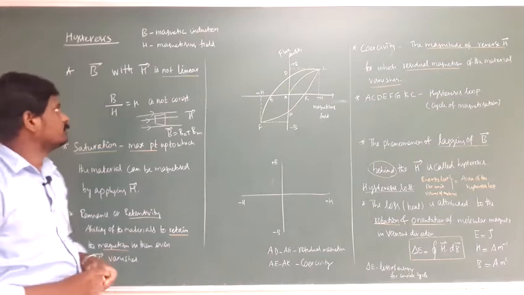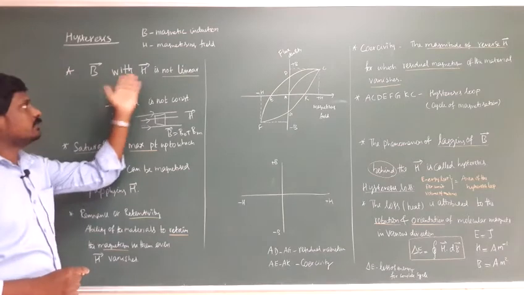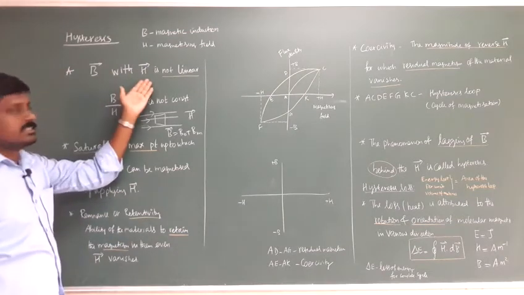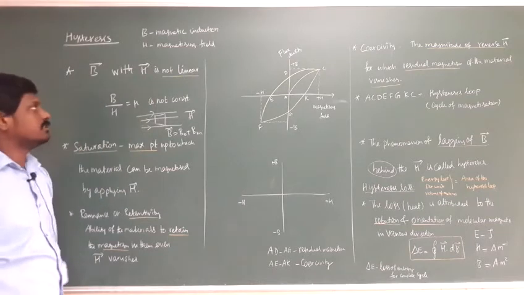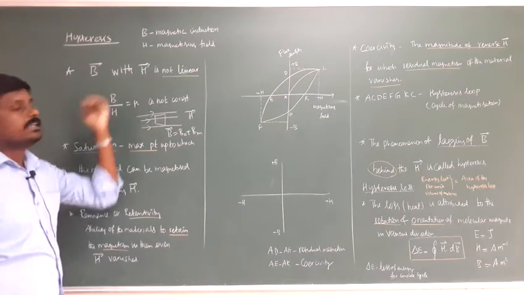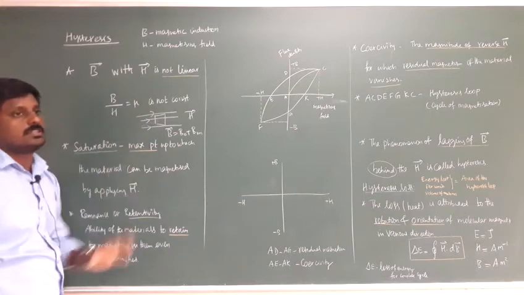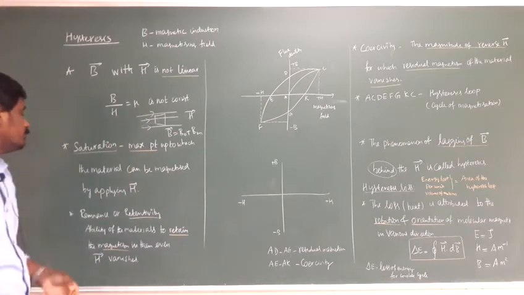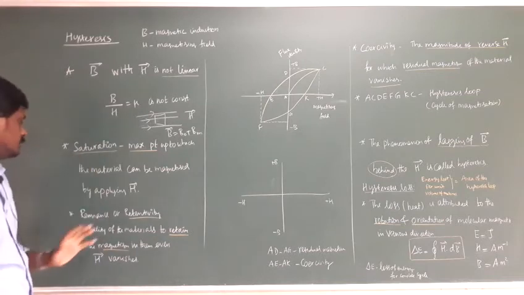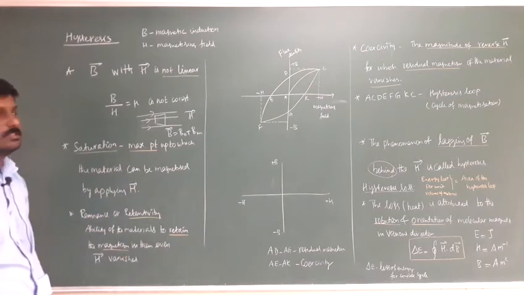it's somewhat different. The variation of magnetic induction with the magnetizing field is not constant. If you increase the magnetizing field, the magnetic induction also changes, but if you reverse, it doesn't retrace the same path. So B by H, which is equal to mu, is not constant. We need to know three important concepts to learn the hysteresis loop: saturation, retentivity and coercivity.